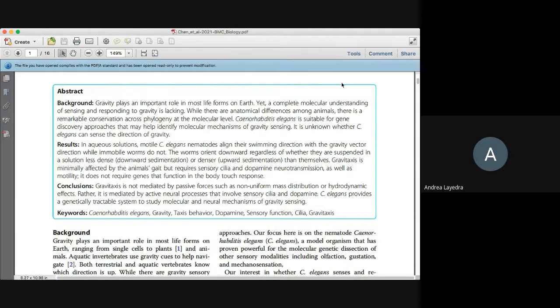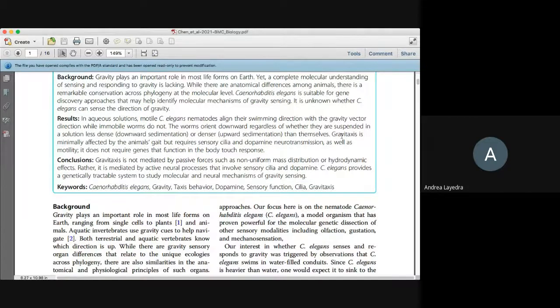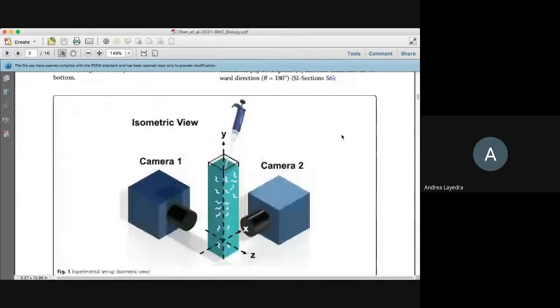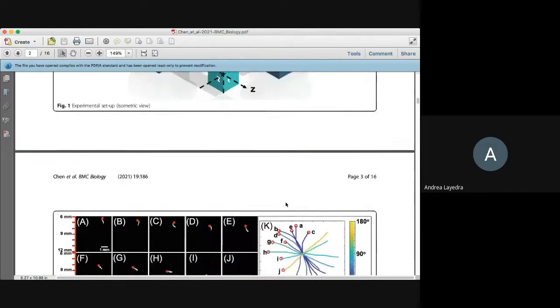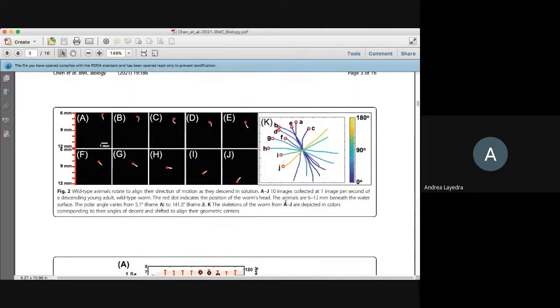We all know that the animal swims by propagating undulatory waves from head to tail in the dorsal-ventral plane, but it is more complicated than that. What they did was first place the C. elegans in a cuvette with a micropipette. They used two cameras. The first camera was to analyze the Y plane, and the second camera was to analyze the X plane. They measured the angles that the C. elegans rotates in order to orient itself to the gravity vector.